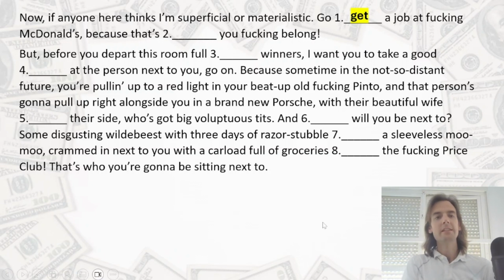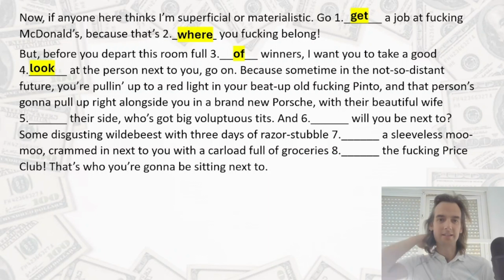Get a job. Number 2, McDonald's is a place. It's where you belong. This is a room full of goes together. Pretty easy one, but maybe in some other language it's different. Take a good at the person next to you. Now that's a good question because there is only one possible answer. You take a good look at the person next to you. There's only one possible answer there, so it must be look. You must know the expression at C1 level.